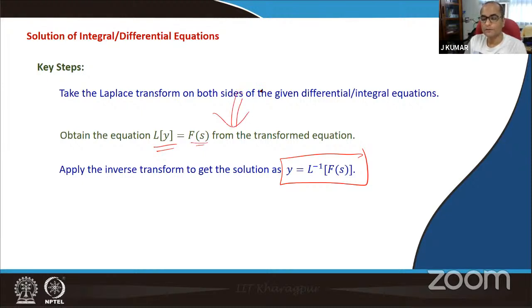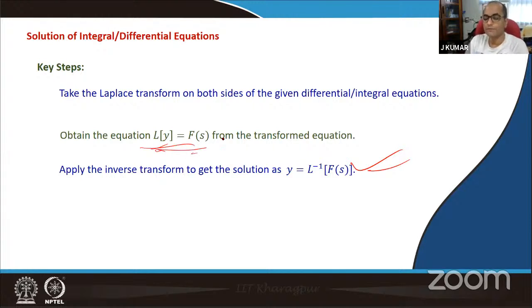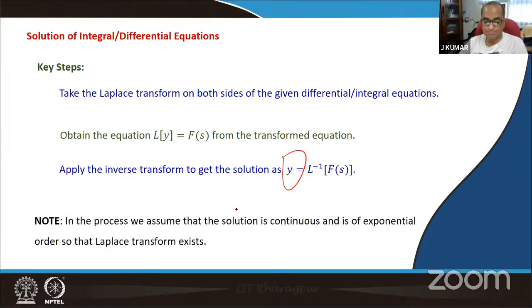In the process, we may have to solve an ordinary differential equation if we start with partial differential equations, or if we start with ordinary differential equations, we need to solve some algebraic equations to get the expression of the Laplace transform of y in terms of some function of s. The final step, which is usually hard, is to get the inverse transform. Once we have L of y equal to F(s), we take the inverse transform and get y as L inverse of F(s). This is the solution we have.